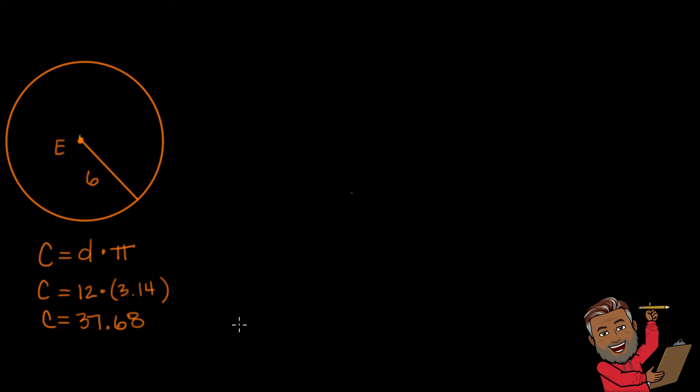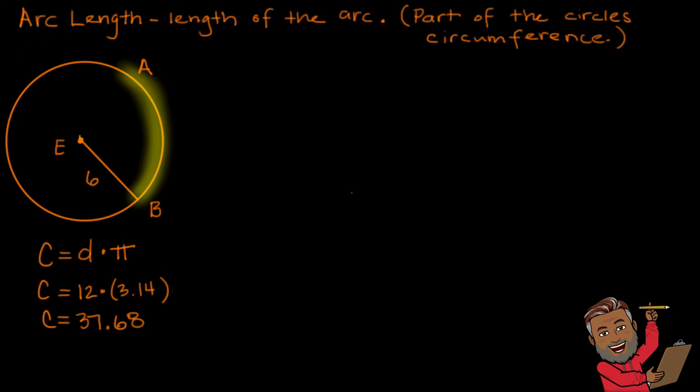So the next topic is to take this idea and extend it just a bit. What if I asked not for the entire length around the circle, but for just that piece of the circle? I only want to figure out what that piece is. This is what we call arc length. Arc length is just a portion of the circle's circumference. So we only want part of the circle's circumference.